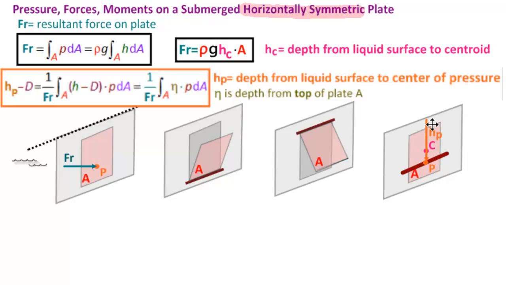Remember, the centroid on a rectangle is halfway down. And let's just remember that D is the depth before the plate starts there. So that's how that works. So let's go try this formula on an actual problem.